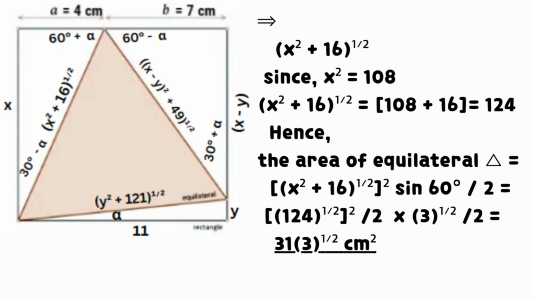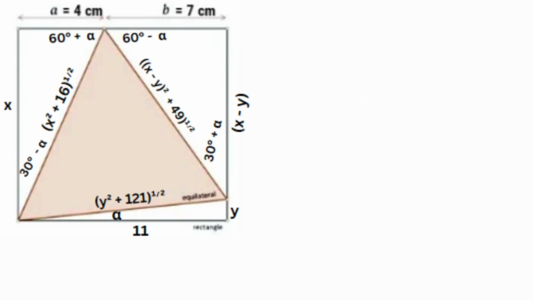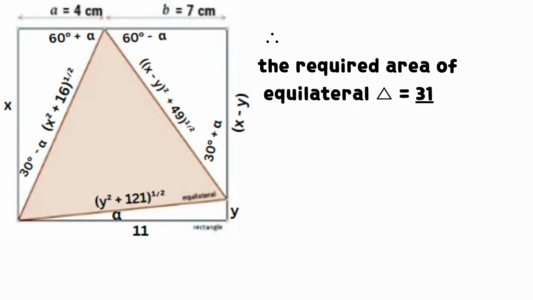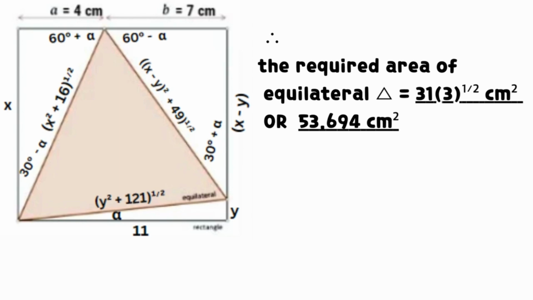Hence, the area of the equilateral triangle equals the product of the square root of the sum of the square of x and 16 and the sine of 60 degrees all divided by 2. Substitute the numerical values we obtained and our result equals the product of 31 and the square root of 3 in square centimeters. Therefore, the required area of the equilateral triangle equals the product of 31 and the square root of 3 in square centimeters, or 53.694 in square centimeters to 3 decimal places.